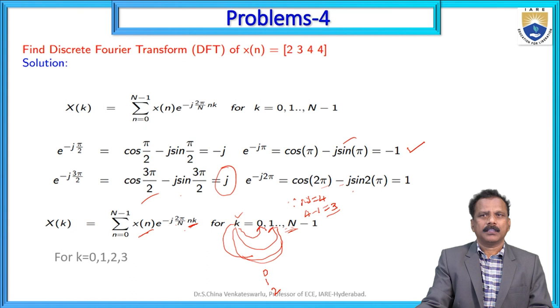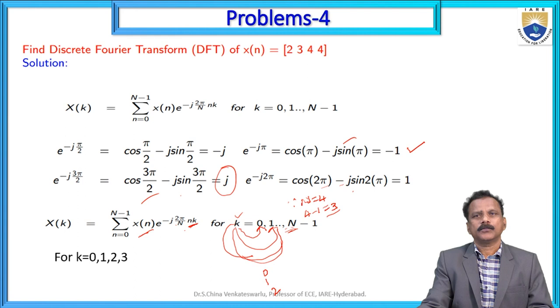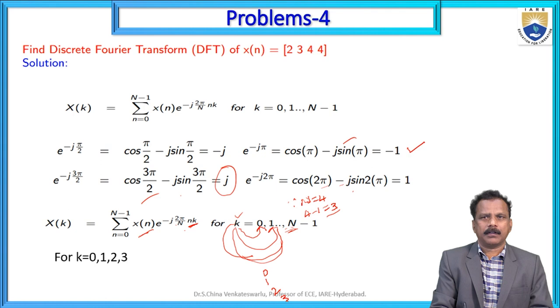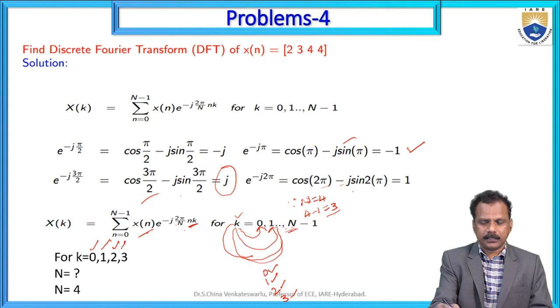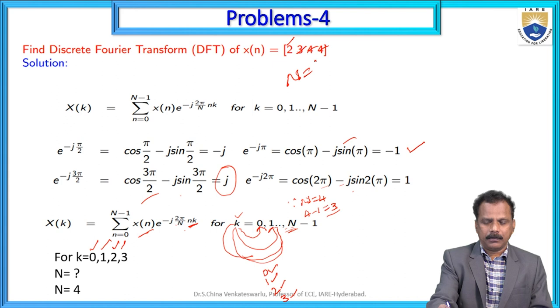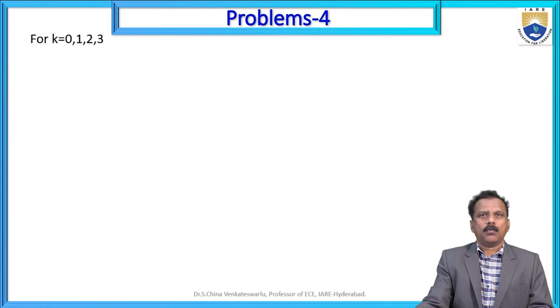Next, k equal to 0, 1, 2, 3, because N is equal to 4 values. So k equal to 0, k equal to 1, k equal to 2, and 3. Next, how do we evaluate capital N? Capital N is specified as 4. So for k equal to 0, 1, 2, 3, according to the given x of n, we should follow all the step by step procedure, substituting k equal to 0, 1, 2, 3, and we are ready to evaluate X of k, the DFT.